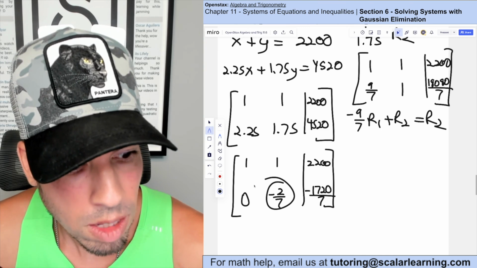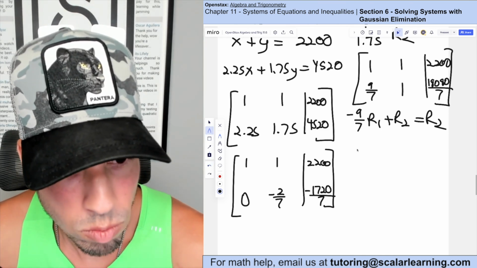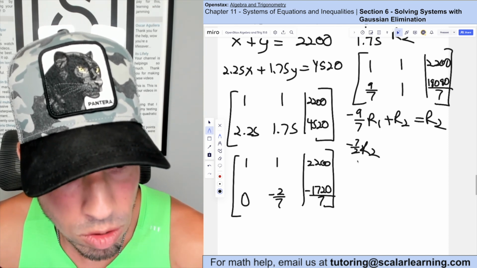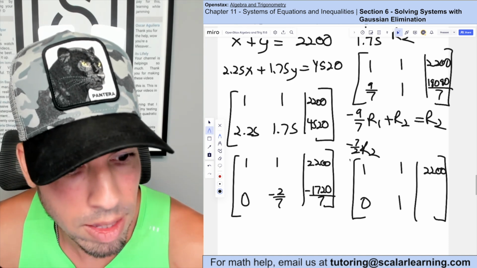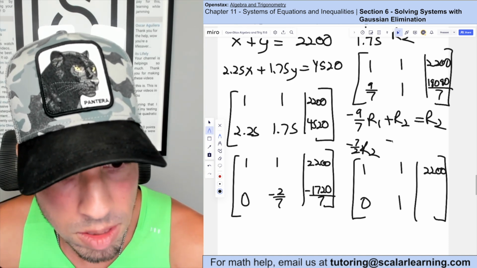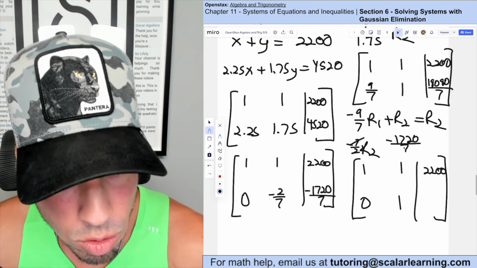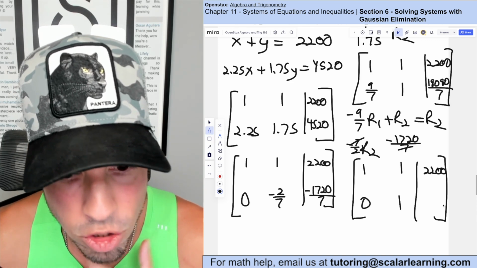Okay, so next step, I'd love to convert that to a 1. So I'm going to multiply the row 2 by the reciprocal of negative 2/7, which is negative 7 over 2. Let's write that out. So we got times 0 is 0, times that is 1, and then times this, times negative 1720 over 7. The negatives are going to cancel out, so are the 7s. And then it's 1720 divided by 2, which is 860.